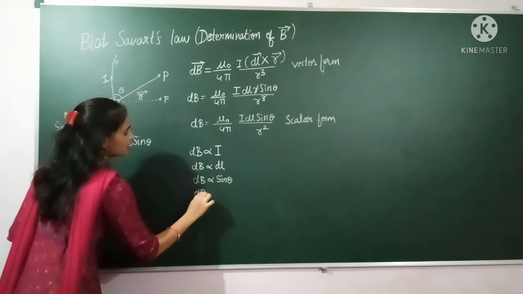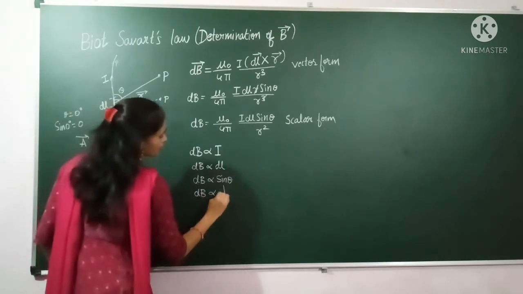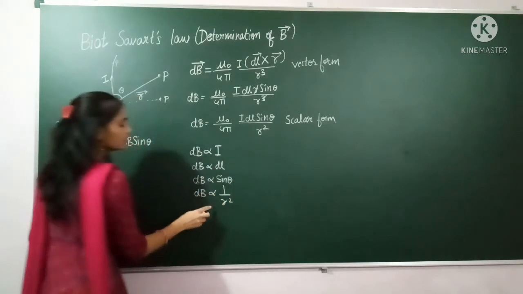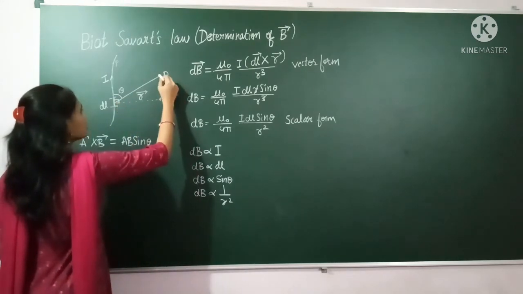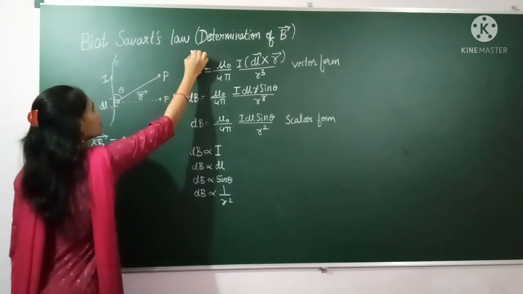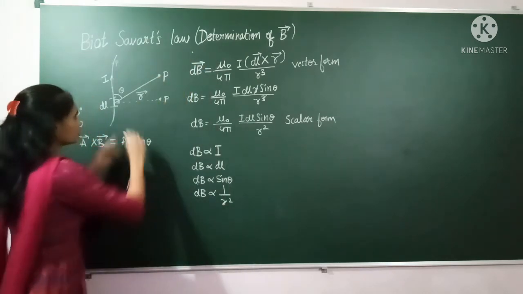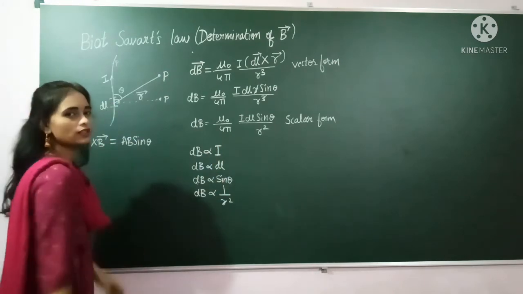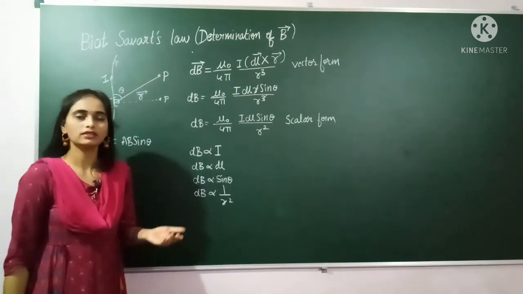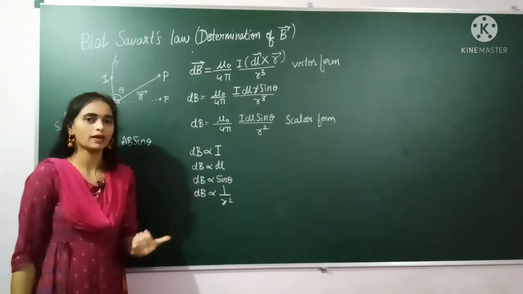Next, dB is inversely proportional to r square. Why? If you increase this distance, instead of taking point P, you take point P here, then the distance increases. As distance increases, the magnetic field becomes weaker, which means its magnitude becomes less.